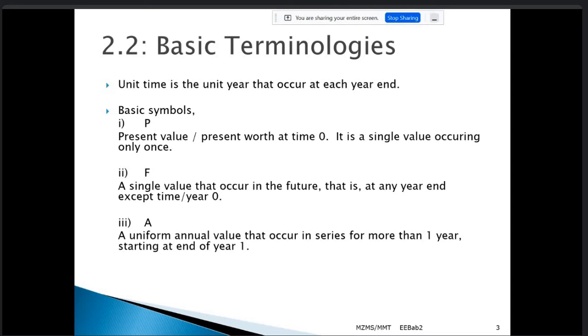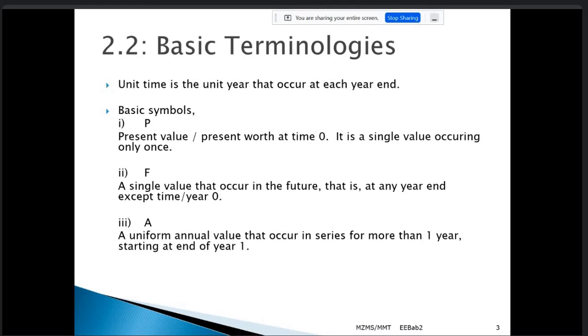So for example, you borrow money at present value, P. And then you have to pay within 10 years. So F at 10, that is the meaning. Then the question is, how much money do you have to pay every year? Normally that is the kind of situation that you have to think about. So F means the single value in the future.